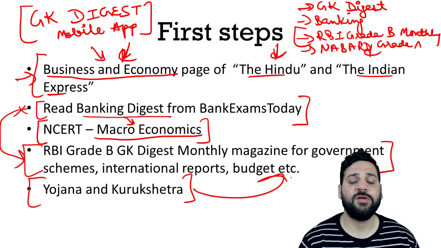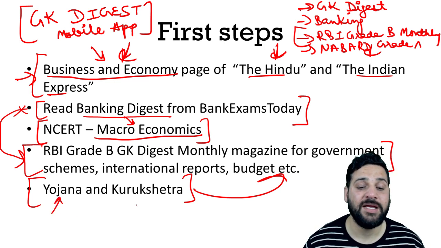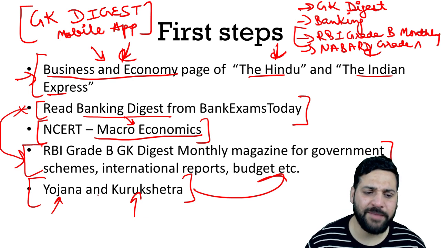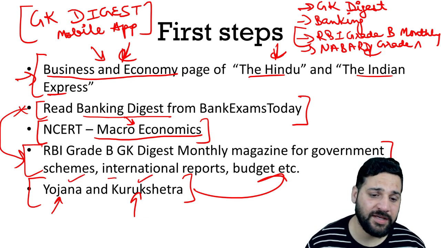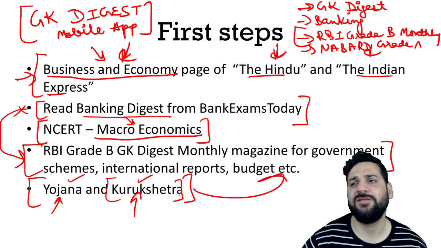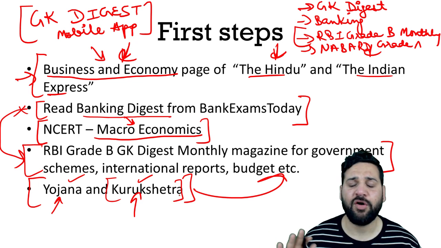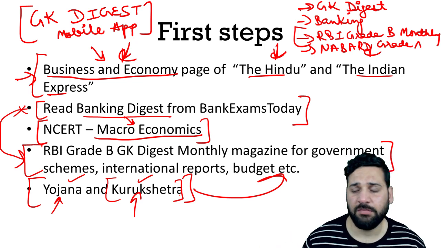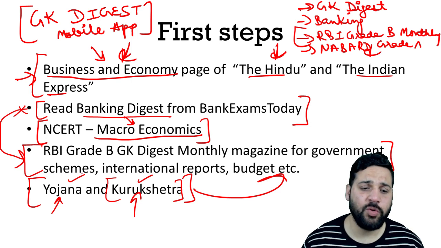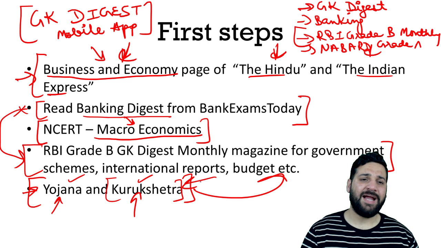The Yojana magazine and Kurukshetra magazine are released by the government of India. Both these magazines are really important. Kurukshetra is, I think, more important than Yojana. They are monthly magazines, the cost is like 22 rupees every month, available at all news stalls, newspaper stalls. You can buy them every month and read them.